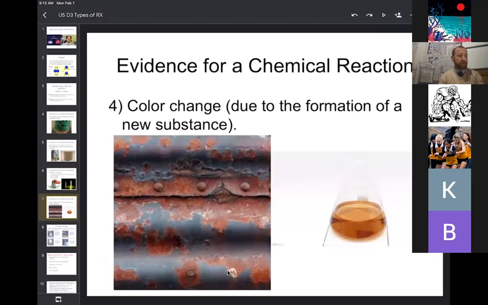And the last one, insofar as chemical reactions and their evidence is concerned, is a change in color. On the left-hand side, we have the oxidation of iron, that's rusting. Iron is combining with oxygen to form rust. We have a significant color change there. It goes from that shiny gray to this deep red. That's a change in color. That change in color is due to new atoms bonding onto that iron and changing the way that the light interacts with it.